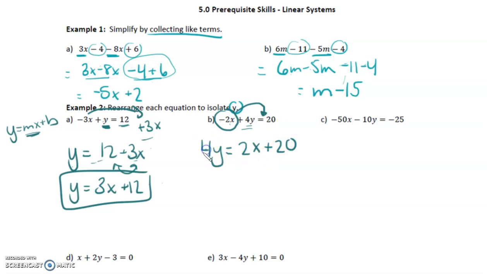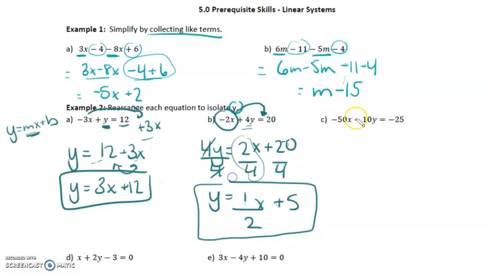Now, the y is not by itself. The y has a 4 attached to it. So we're going to go ahead and divide out that 4. And we get y equals, because those cancel. Well, what's 2 divided by 4? 1 over 2, x. And then 20 divided by 4 is plus 5. Okay, and then that's that answer.